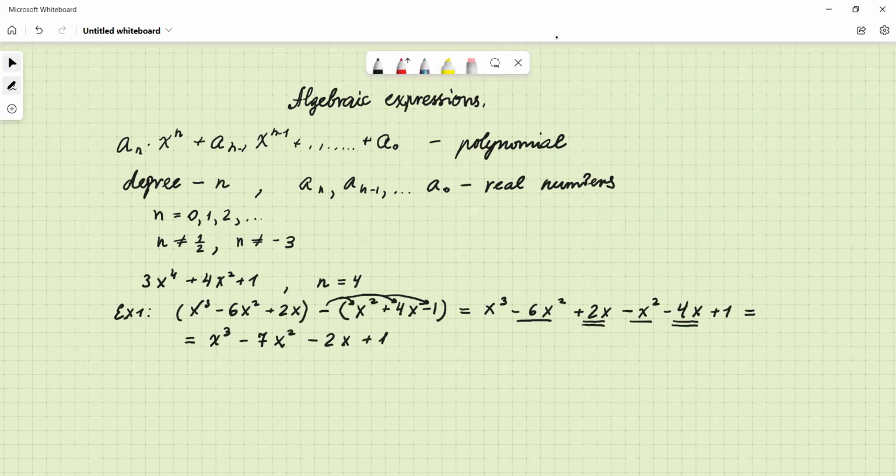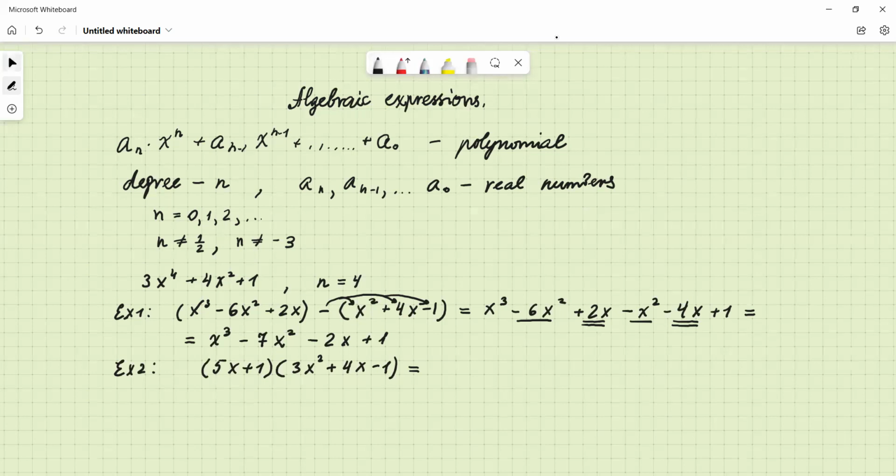How do we multiply polynomials? Example number 2, multiplication of polynomials. I'm going to multiply a short polynomial, 5x plus 1, by a longer polynomial, 3x squared plus 4x minus 1. So we have a binomial, 2 terms here, and we have a trinomial, 3 terms here. And the binomial has first degree, right? The maximum power of x is 1. And here we have a second degree polynomial.